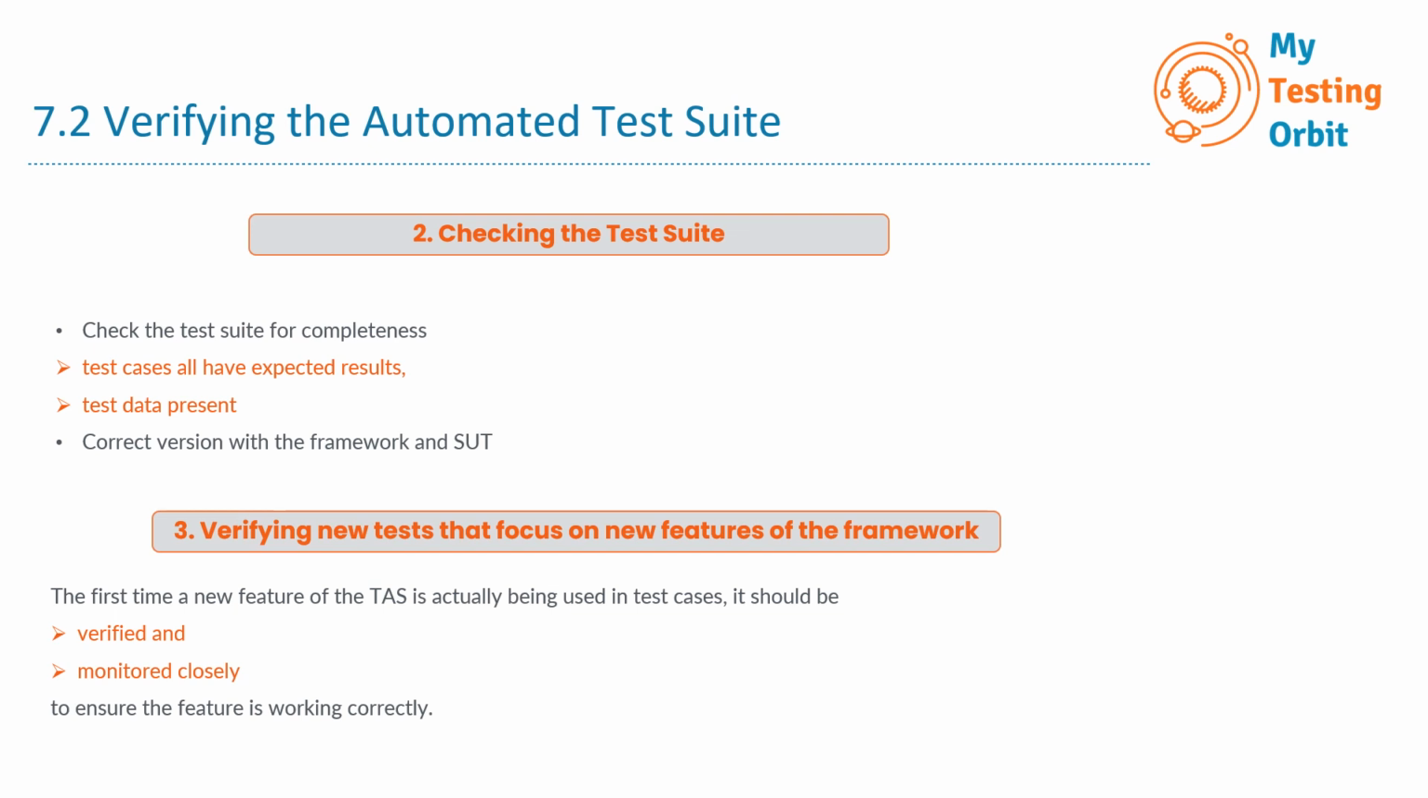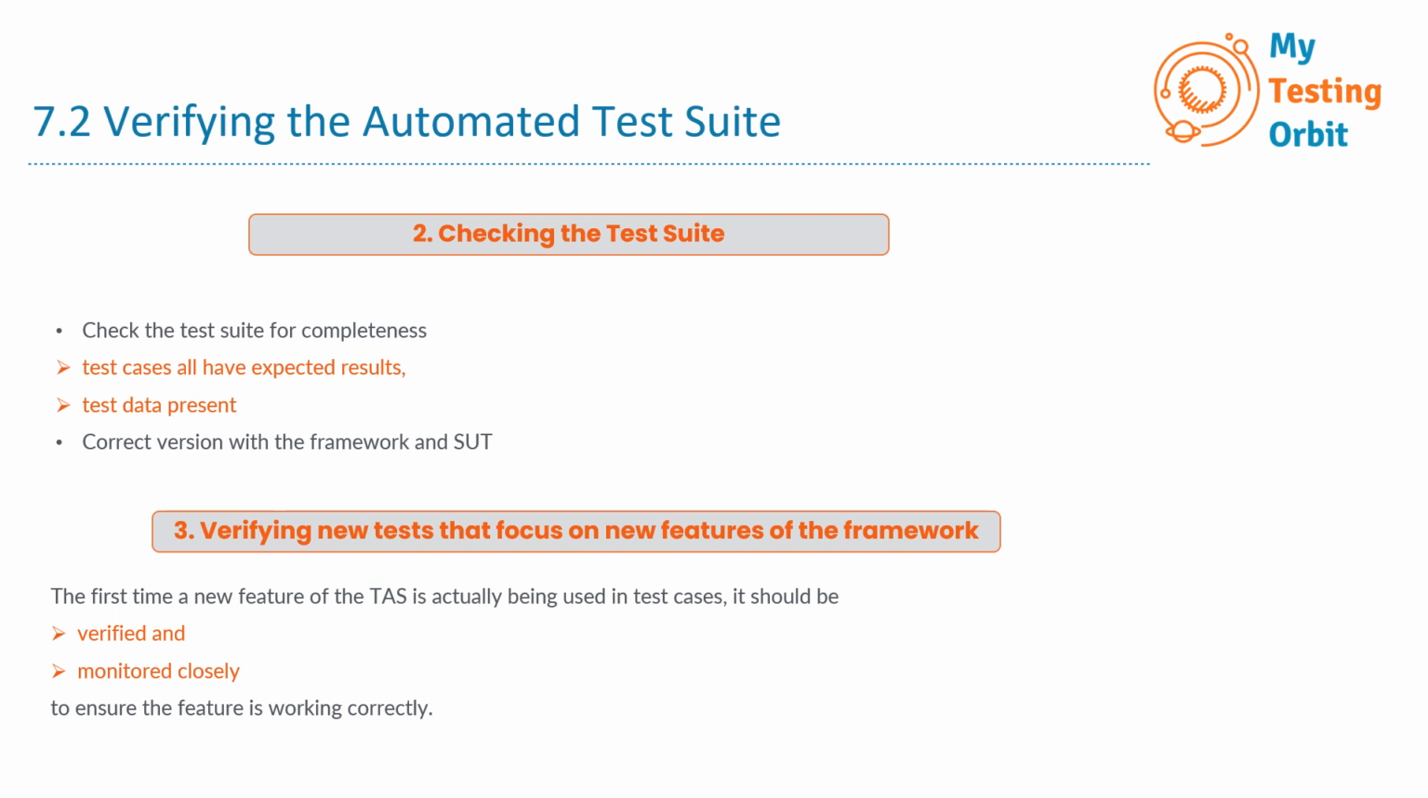Okay, so adding a new feature to the test automation solution means introducing a capability or a function that was not there before, or maybe it was there before but it was not automated. So it will be either of these two scenarios. So we need to confirm that the newly added feature is working as expected.